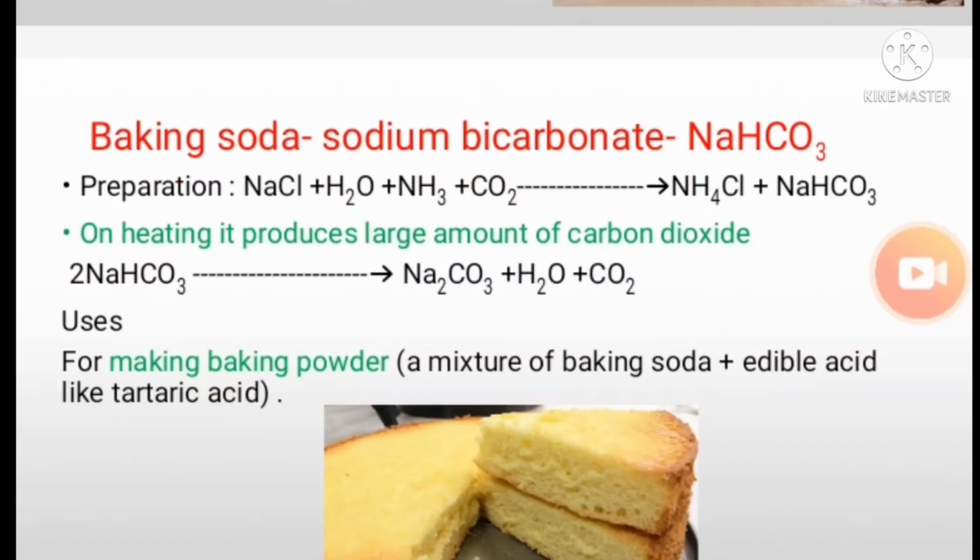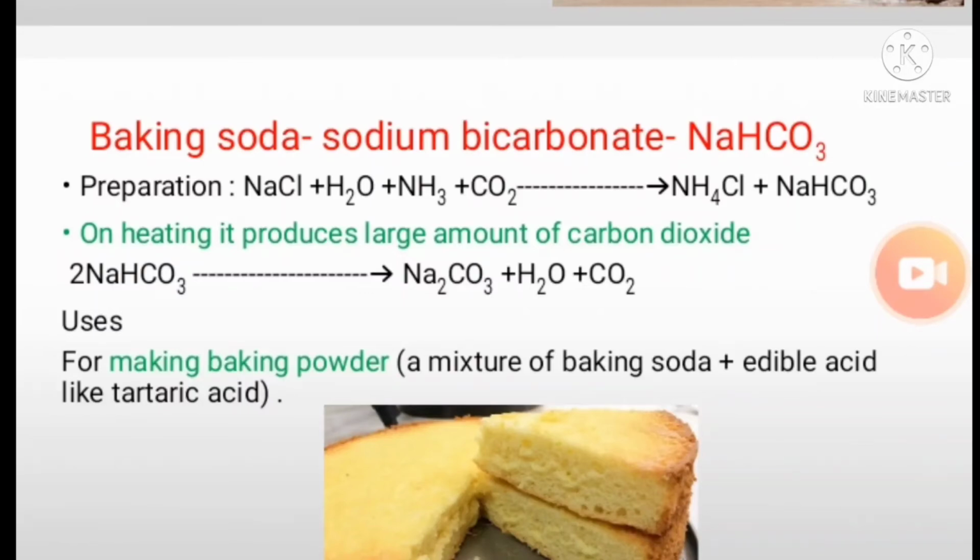NaHCO3. And sodium hydrogen carbonate is produced on a large scale by reacting a cold and concentrated solution of sodium chloride with ammonia and carbon dioxide. That is, NaCl, sodium chloride, reacts with ammonia NH3, water H2O and carbon dioxide CO2 to give NaHCO3, baking soda, and ammonium chloride.